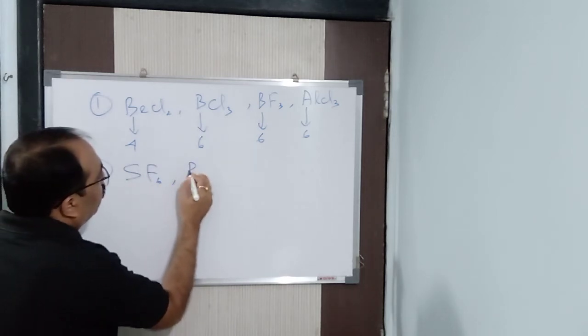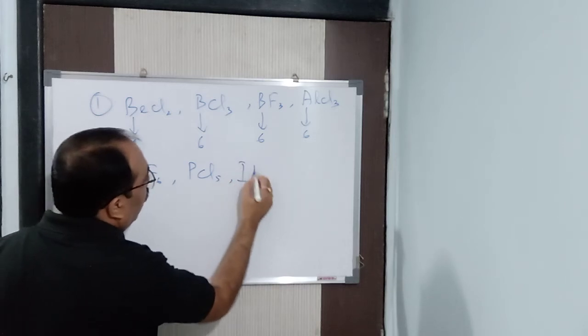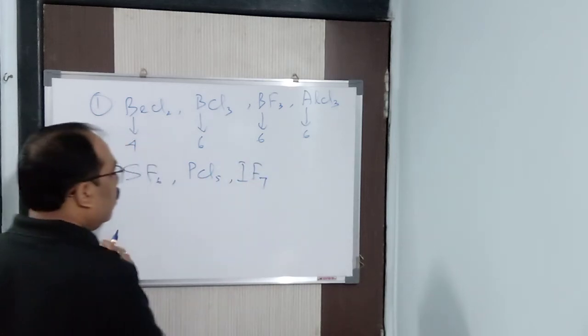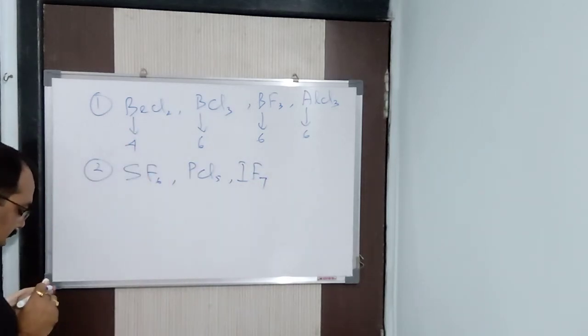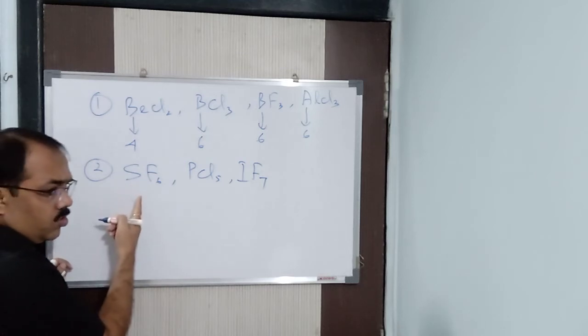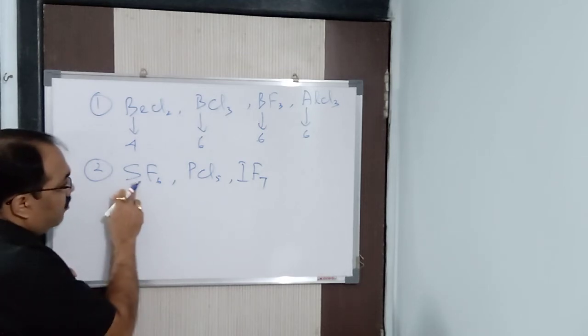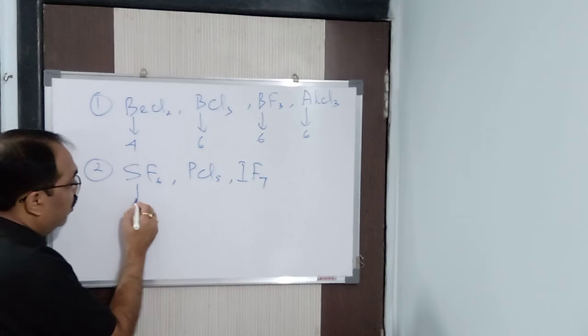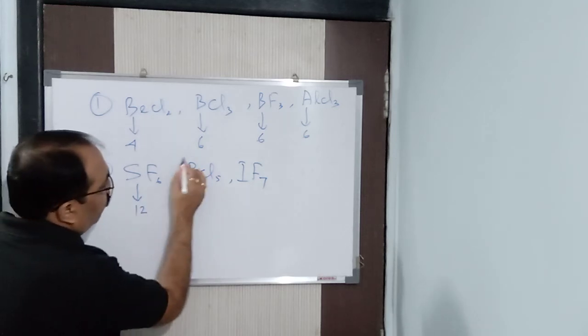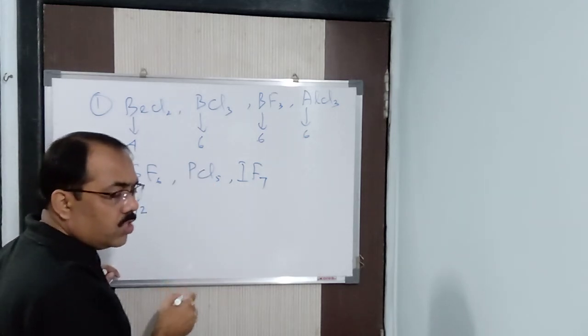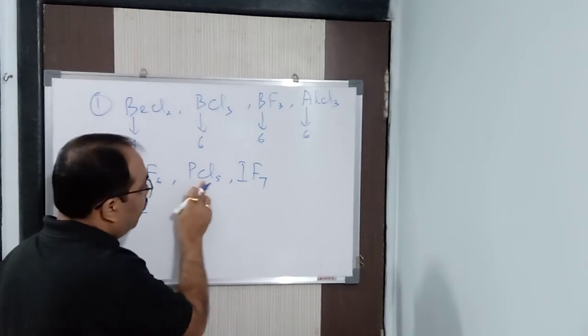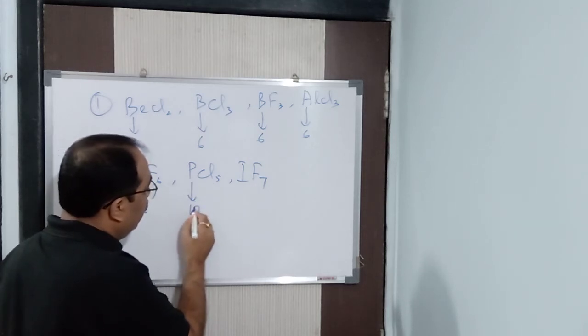SF6, PCl5, IF7, in this way. Now sulfur has 6 electrons in the outermost shell, atomic number 16. 6 more electrons it gains from fluorine. In total, how much is it? 12. Phosphorus has 5 electrons in the outermost shell, atomic number 15. 5 more electrons, it is 10.